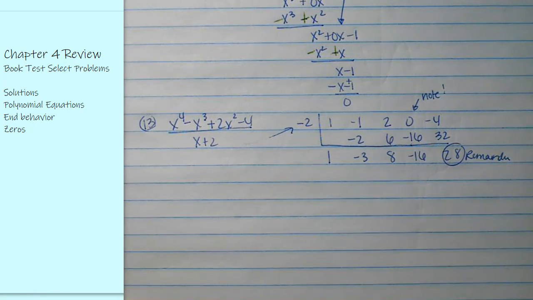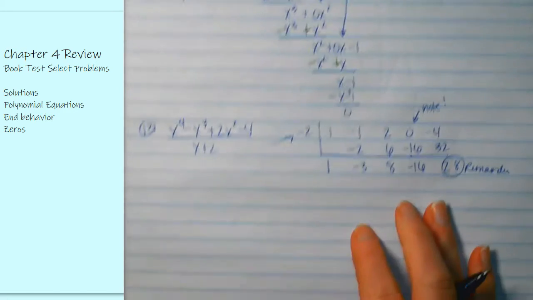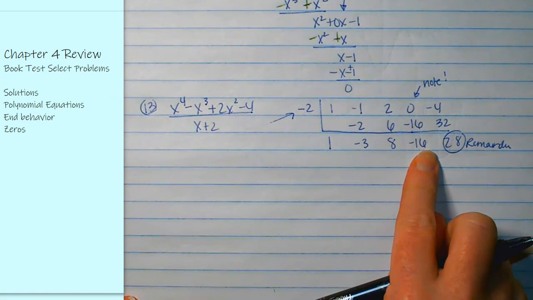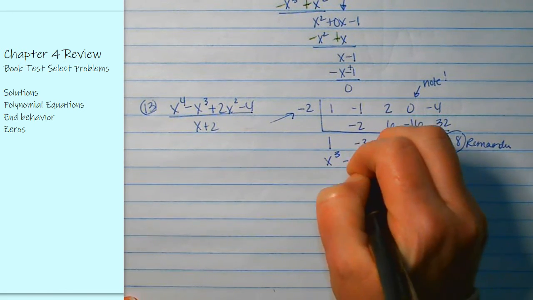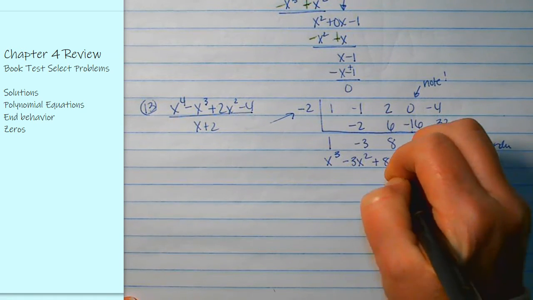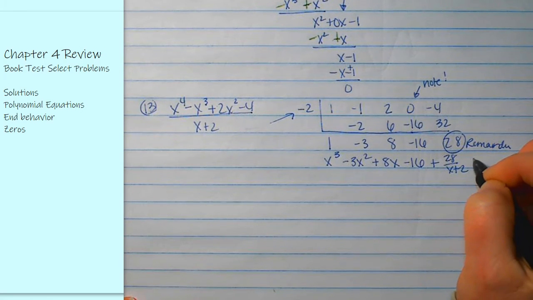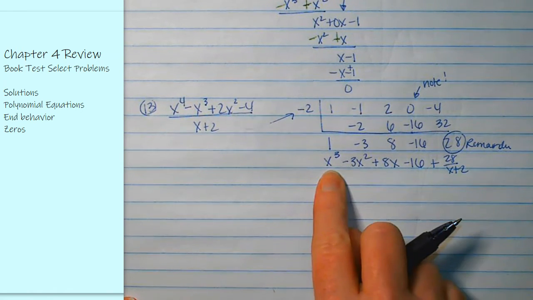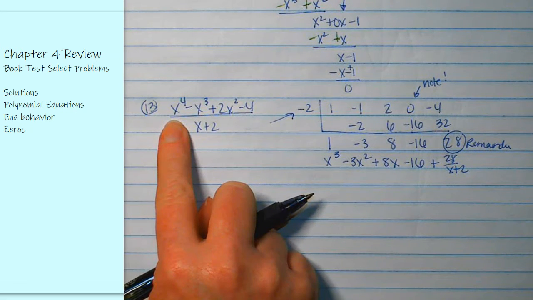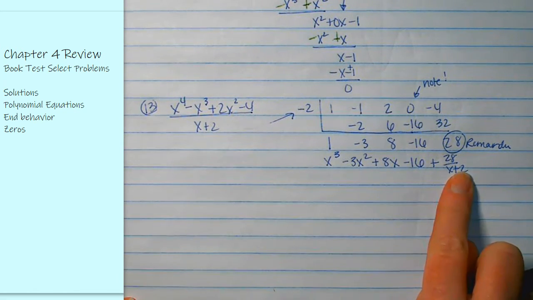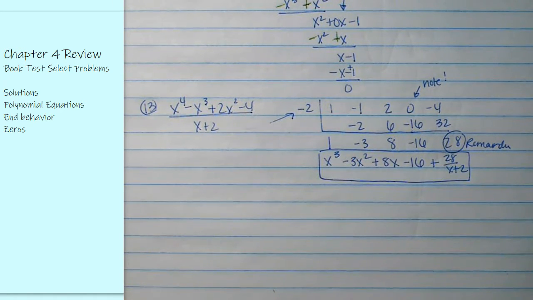So what's left, this is the remainder. It did not go in evenly, and I have to write my quotient like I did in number 11. So the quotient, I need to write that out. I can't just leave it like this without any variables. So I'm going to rewrite it as 1x to the third power minus 3x squared plus 8x minus 16 plus 28 over x plus 2. So the remainder gets written as a fraction, and this is 1 degree less than what I started with here. So x cubed minus 3x squared plus 8x minus 16 plus 28 over x plus 2. This is the division and what we have there.